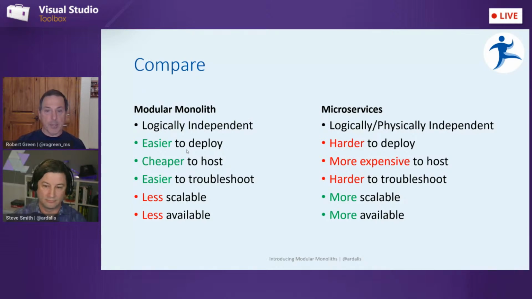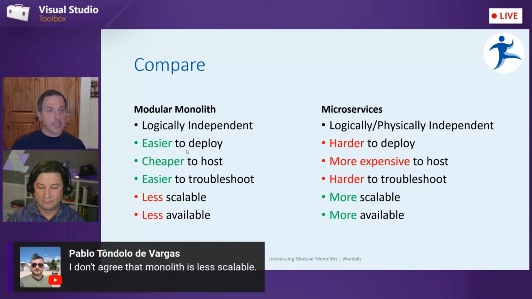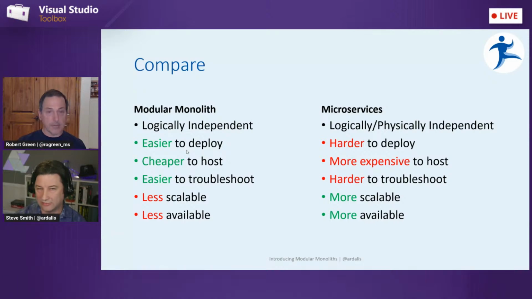So Pablo says he does not agree that monoliths are less scalable. Yeah, they're less individually scalable, right? So if I have a monolith for a shopping system, and the thing that needs to be the most scalable is the checkout module because it has to do payment processing or whatever, right? If I build that as a monolith and I need that one to scale, I need to scale the whole app, n times, right? So now on Black Friday, I'm hosting 10 or 20 of the whole application.